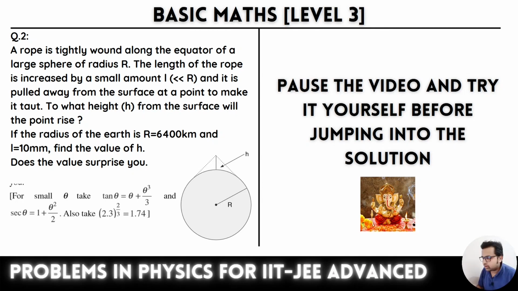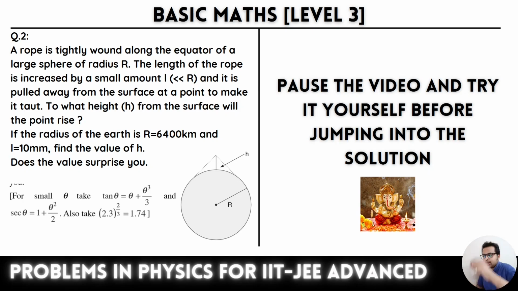So definitely we increase the length of the rope by a very small amount L, and it is pulled away from the surface at a point to make it taut. Definitely when we increase the length of the rope, it will get loose. So when we pull it up, the rope will get pulled out, because you can imagine there is a surface, there is a rope. When you pull it out, as you can see in the diagram, you get a height.